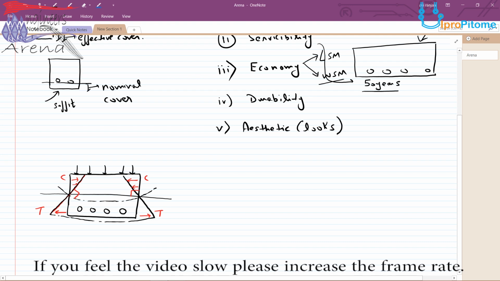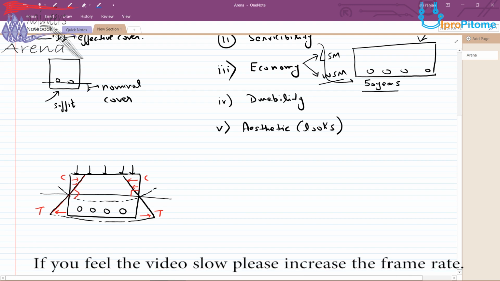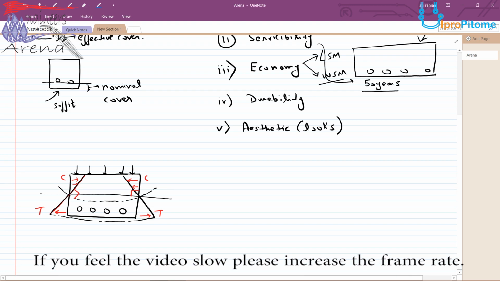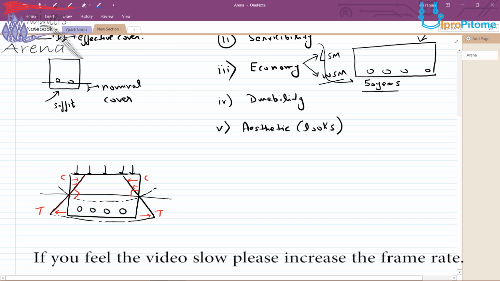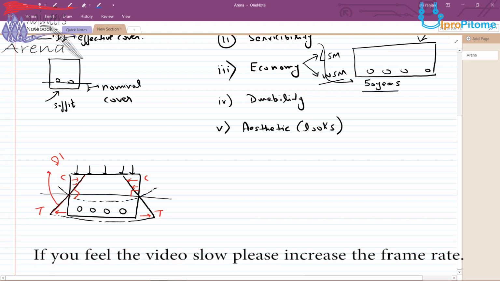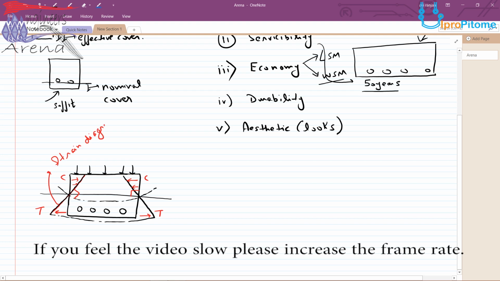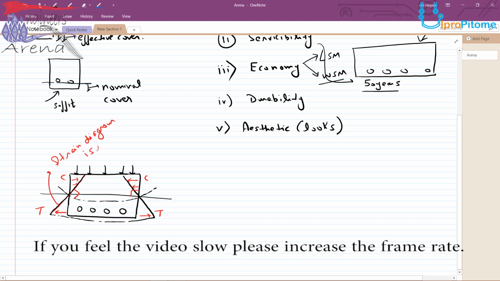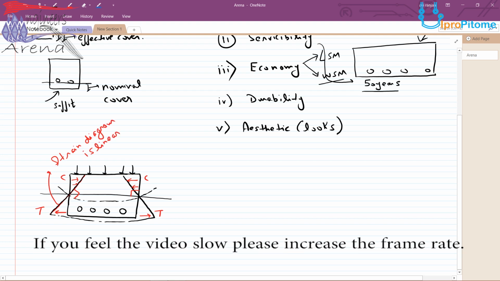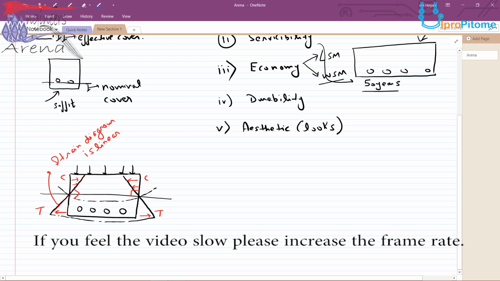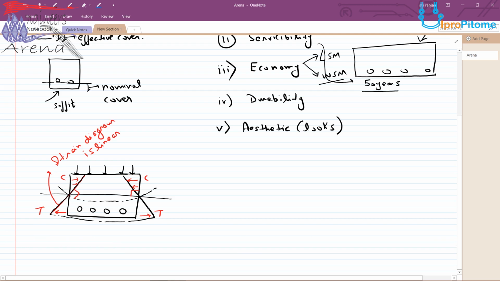So since this 90 degrees is maintained, this line is linear. Since this line is linear, we can say that the strain diagram is linear. This is one of the assumptions which will come later on. We'll study assumptions in different lectures in the coming lectures.